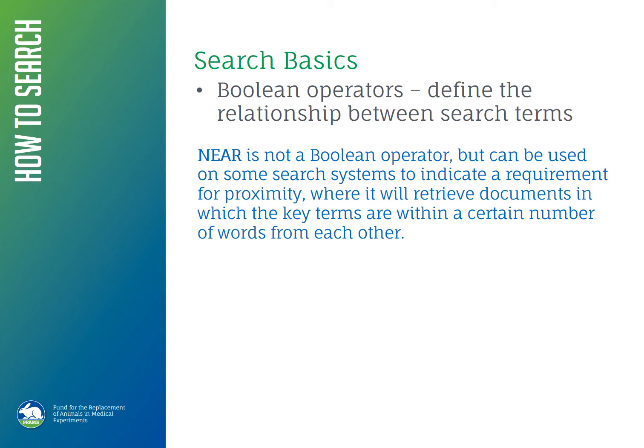NEAR is not a Boolean operator, but can be used on some search systems to indicate a requirement for proximity, where it will retrieve documents in which the key terms are within a certain number of words from each other. This can narrow down a search when searching for a sequence of words, if the exact sequence is not known, or if no other means is available to indicate that the key word should be treated as a phrase. In some cases, the order in which the search terms are linked by the proximity operator will define the order in which they must appear in the document.